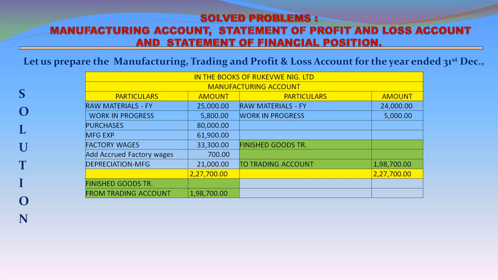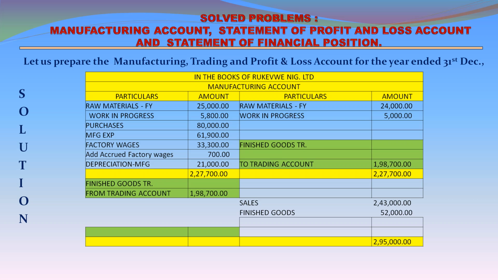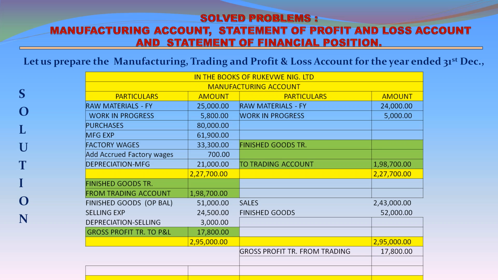When we balance the account, there is a difference of 198,700. This is finished cost of finished goods transferred to trading account. Trading account on the debit side, finished goods transfer from trading account 198,700. On the credit side, sales 243,000, finished goods closing stock 52,000, total credits 295,000. On the debit side, finished goods opening balance 51,000, selling expenses 24,500, depreciation selling 3,000. When we balance the account, there is a gross profit of 17,800 transferred to profit and loss account.